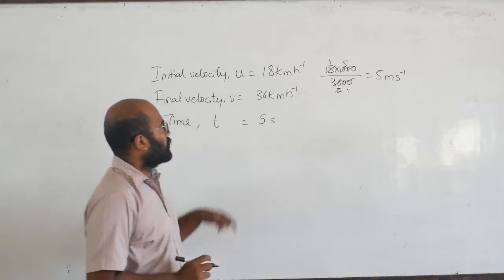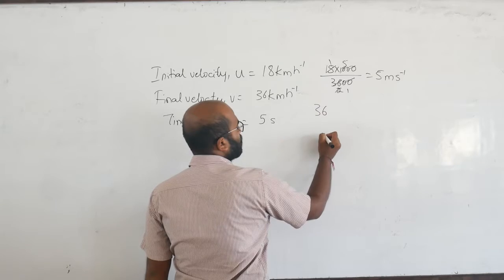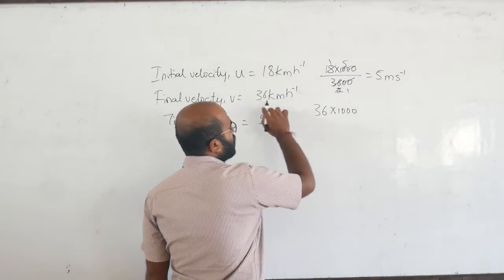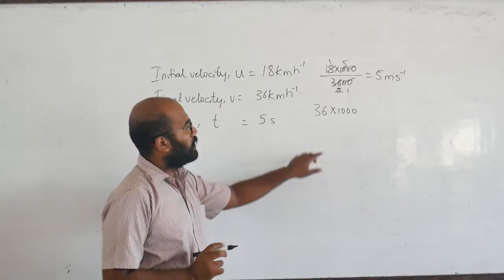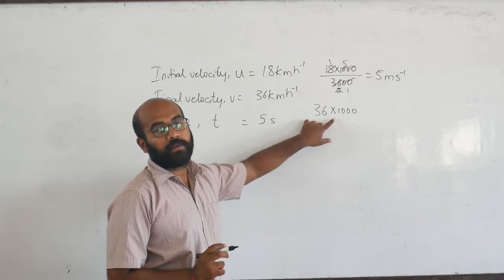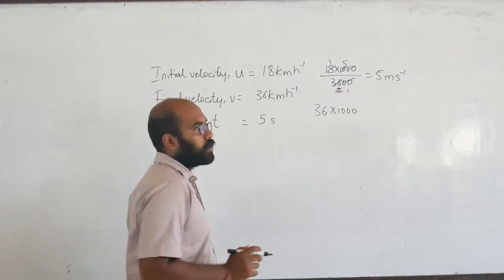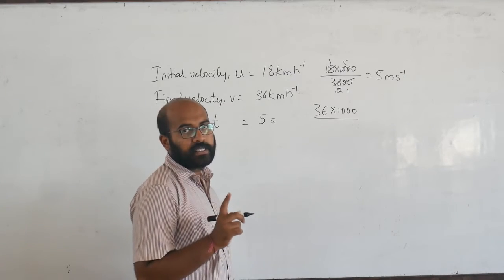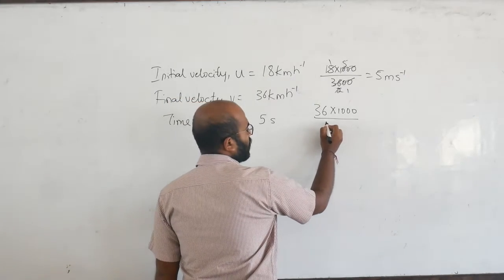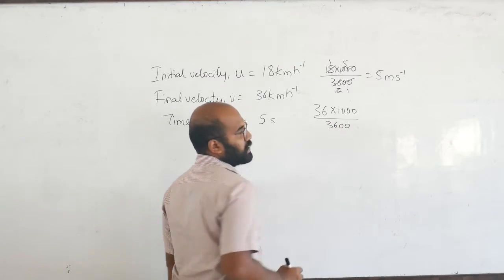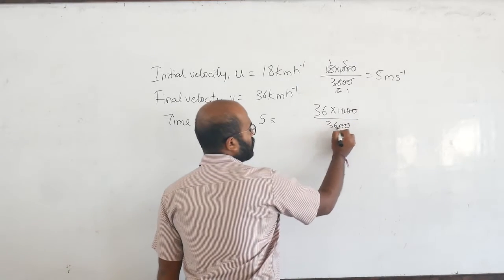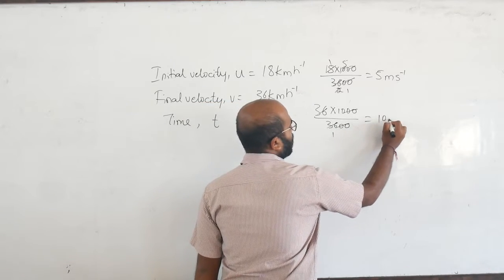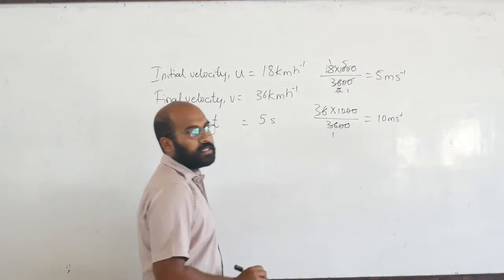Similarly, 36 km per hour. To convert 36 kilometer to meter I need to multiply it with 1000. So 36 into 1000 divided by hour, and 1 hour has 3600 seconds. Converting hour to seconds, the zeros cancel and 36 ones are 36. So it is 10 meter per second.